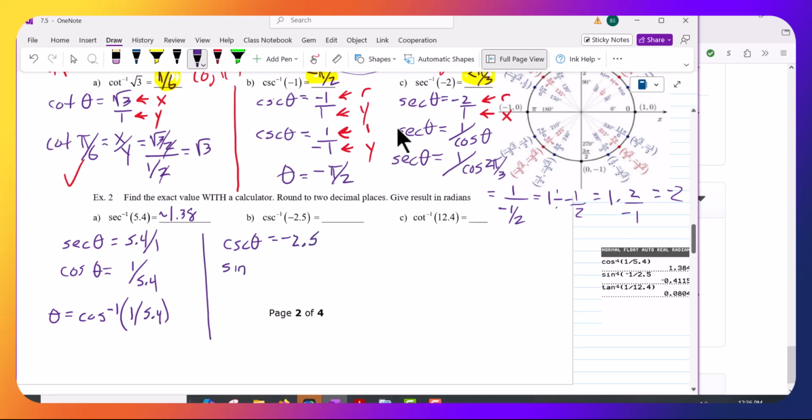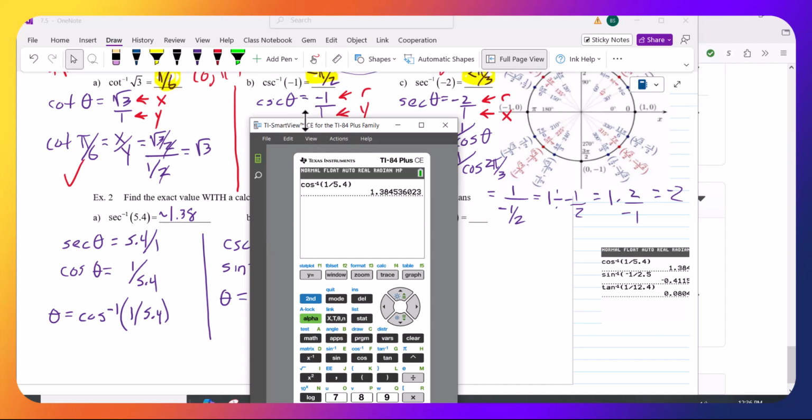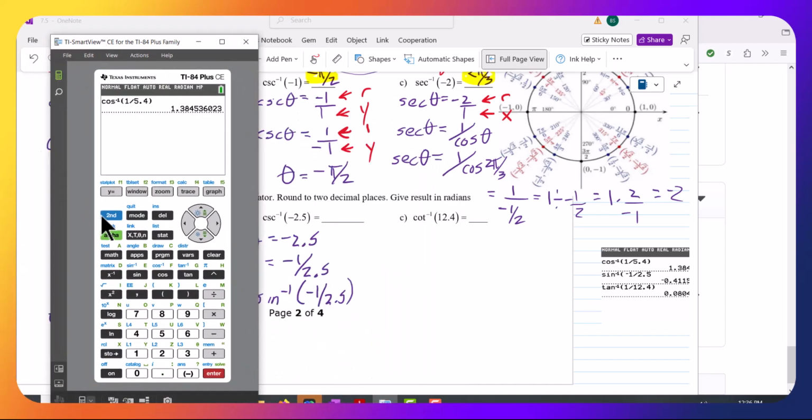Change it to a sine. The sine is the reciprocal of the cosecant, so do that. Now go to your calculator. You're going to put in the inverse sine of -1 over 2.5 to get what that angle answer is in radians. Okay, so I'll put that in real quick. And we go inverse sine of -1 over 2.5. And then this is going to give you about -0.41. Okay, that's how that goes.